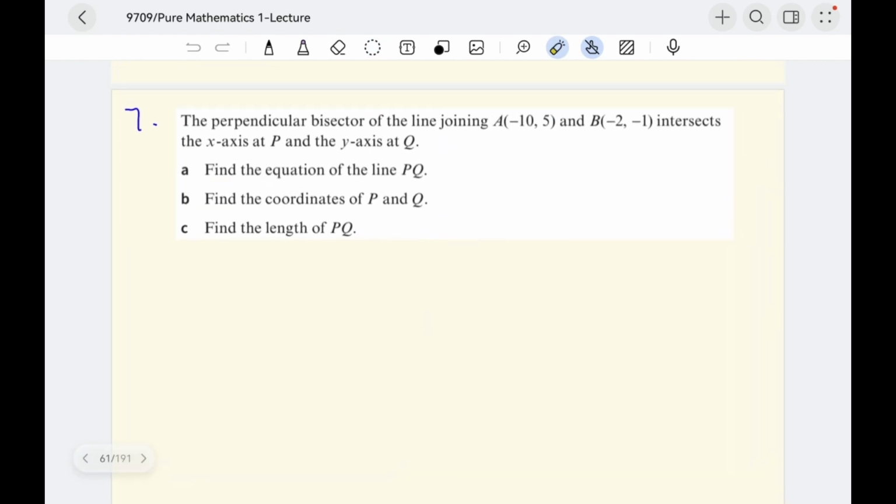The perpendicular bisector of the line joining A(-10, 5) and B(-2, -1) intersects the x-axis at P and the y-axis at Q. Find the equation of the line PQ.